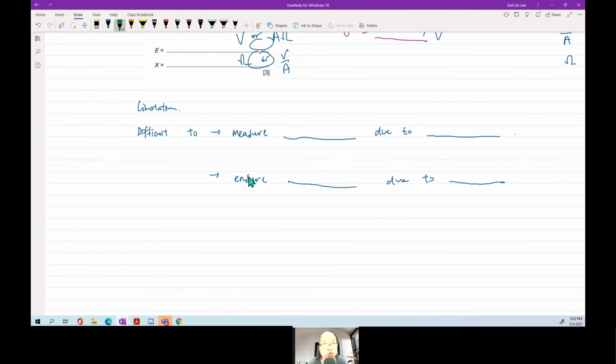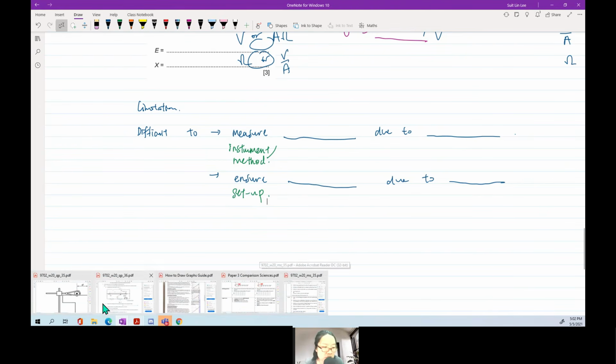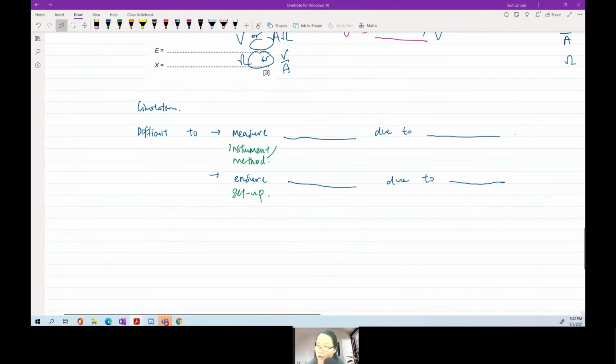So this is due to problem with instrument or method. Very hard to measure the paper clip, the paper clip blocking. This one, difficult in setup. There could be some overlap between these two, but generally you think about this one. So during the setup process, is there any problem? During the measurement process, is there any problem?